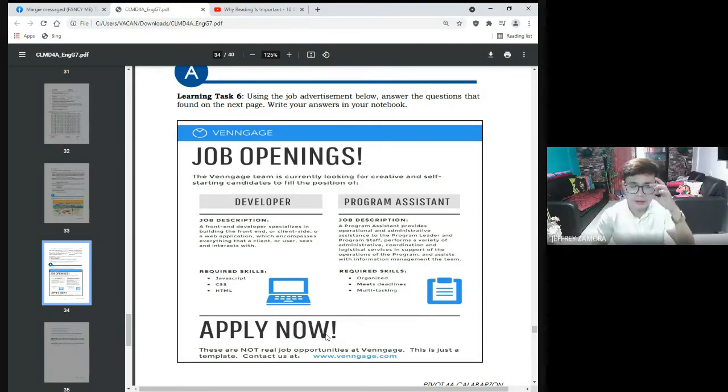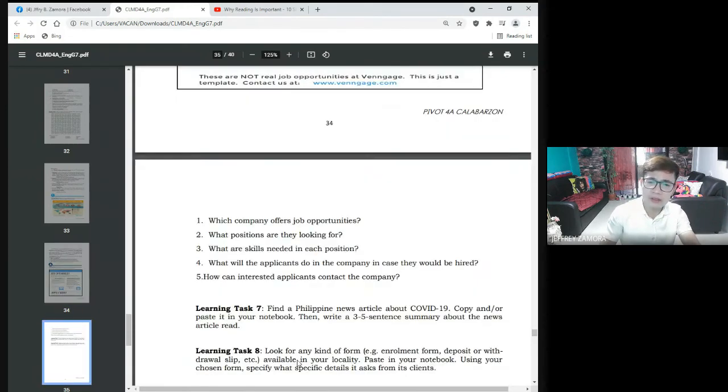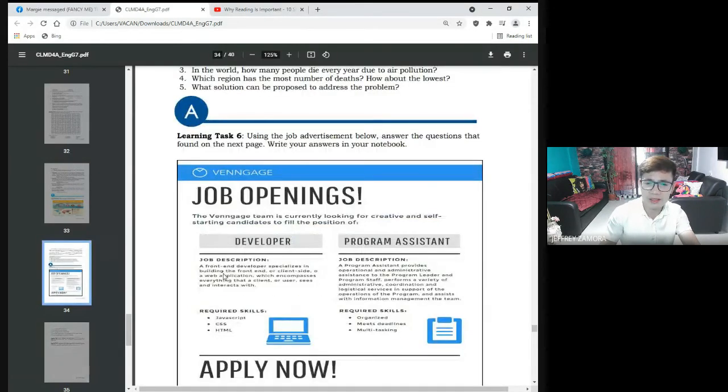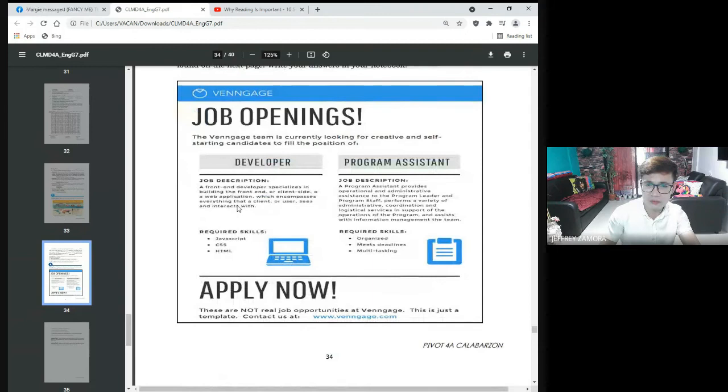Okay, that's correct. It's variety. Variety means many, or maraming options. Iba-iba, that is variety. So if you are going to analyze number four, what will the applicants do? That's correct, that is their job descriptions. Here in the required skills, you can be organized, yes, okay lang din naman yon. But the correct answers, of course, are on the side of or below the job descriptions.